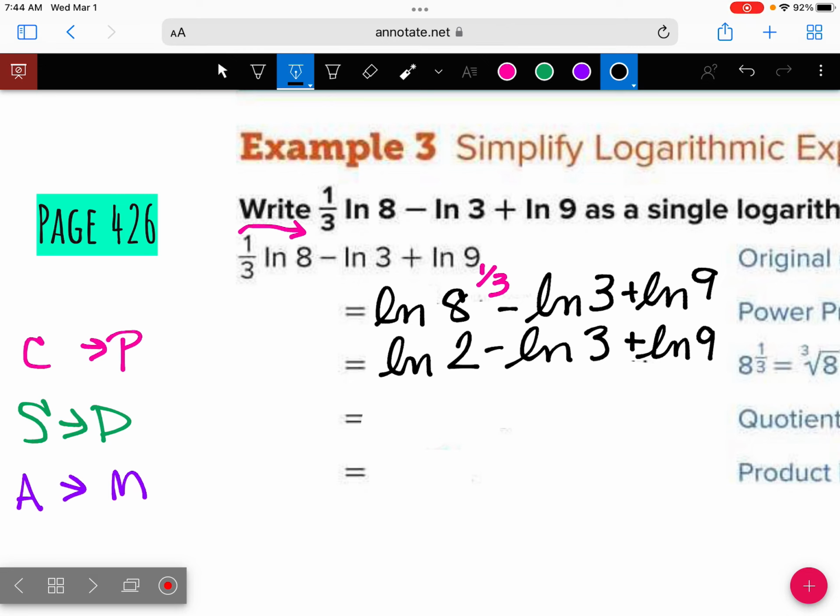So our next step when we're condensing, what do we do? The subtraction becomes division. So I have a minus sign right here. That means I'm going to divide my two terms. So we're going to have the natural log of 2 divided by 3. The whole point is to have fewer logs there. Plus the natural log of 9.